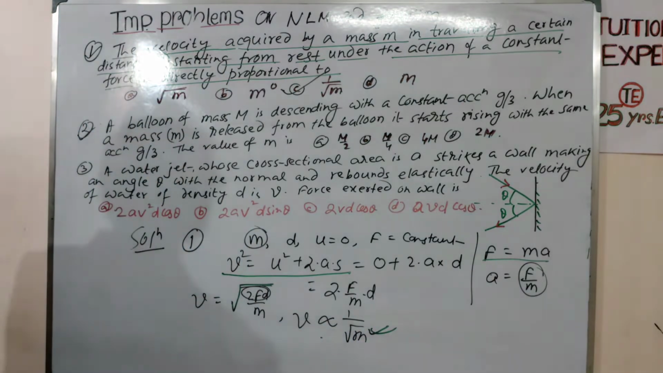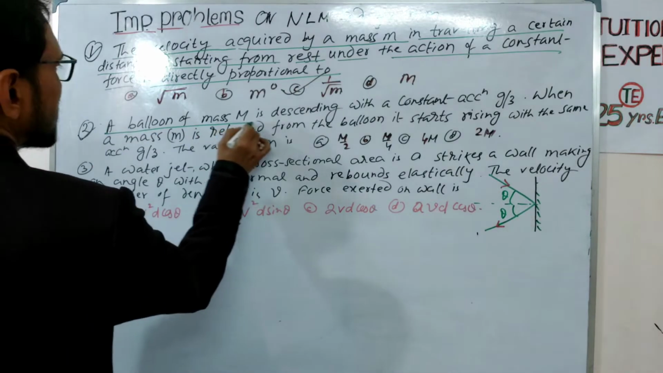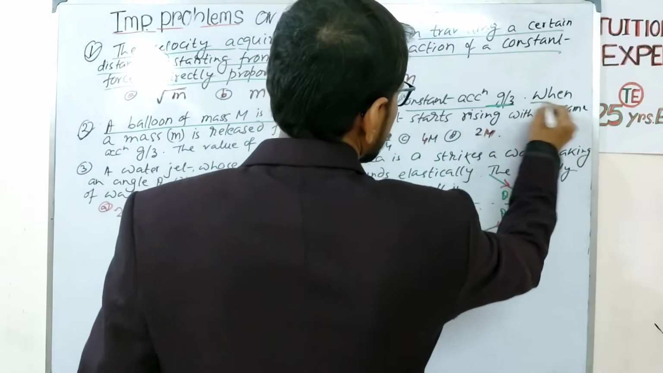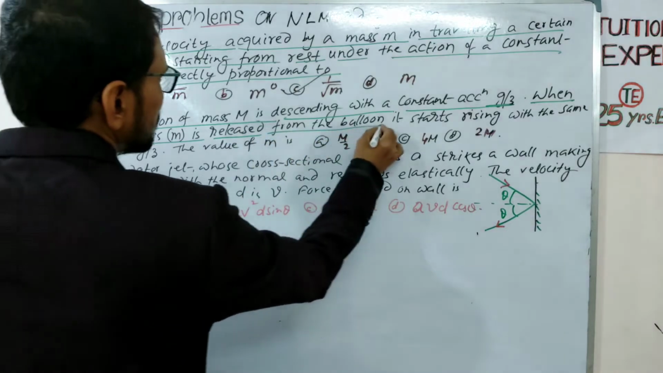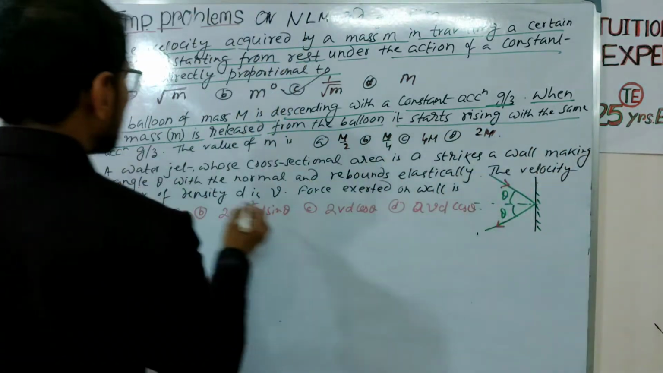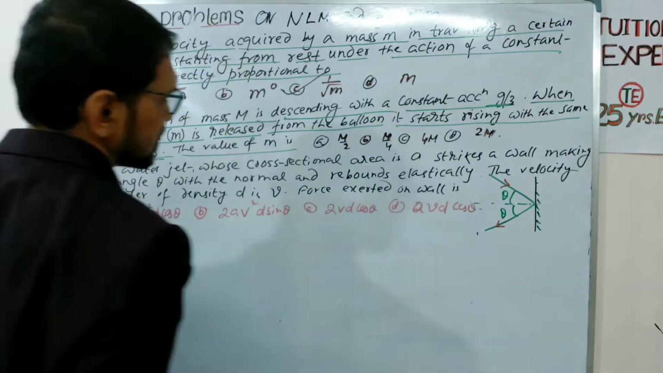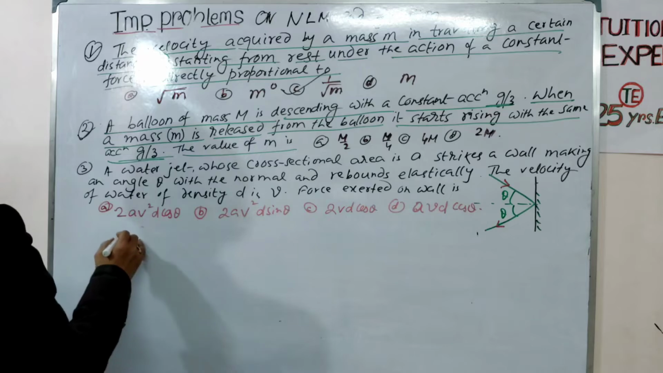This is the answer. Now the next question: a balloon of mass M is descending with a constant acceleration g by 3. When a mass m is released from the balloon, it starts rising with the same acceleration g by 3. Then the value of m is what? M by 2, M by 4, 4M, 2M. So what is the question? Solution of 2.